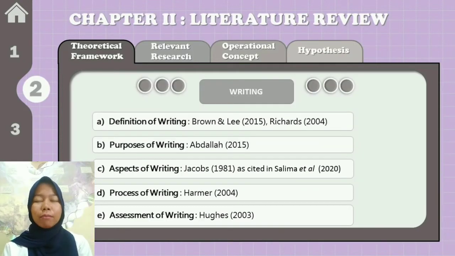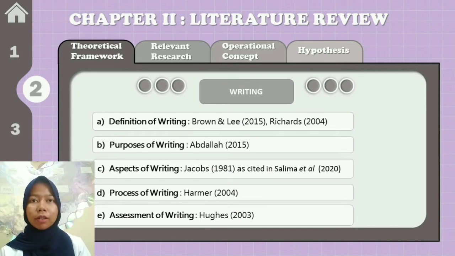Okay, next we come to chapter 2 about literature review. The first is about theoretical framework. In this theoretical framework, there are writing, analytical exposition, and then Fishbone diagram. Okay, in writing, there are 5 items. The first is definition of writing, purposes of writing, aspects of writing, process of writing, and then assessment of writing.